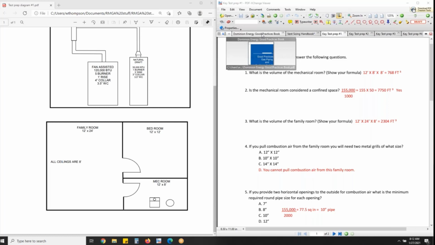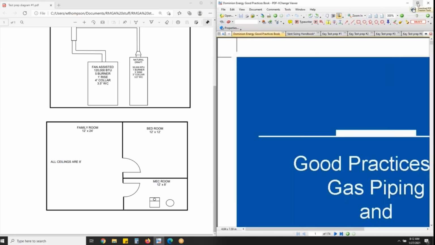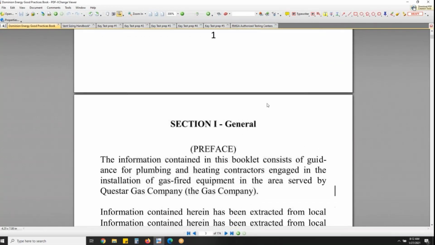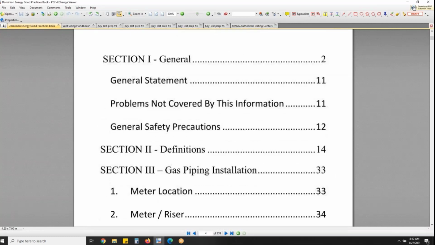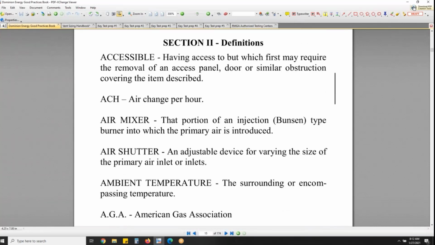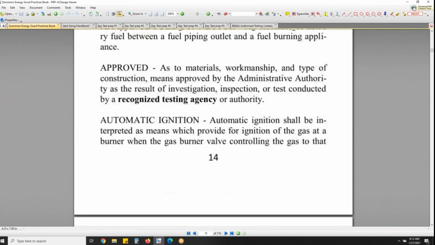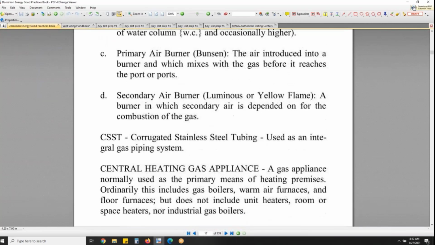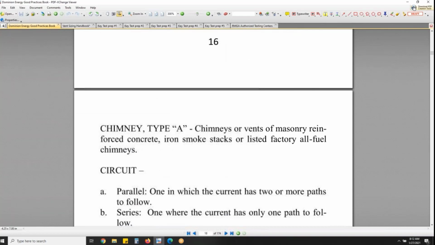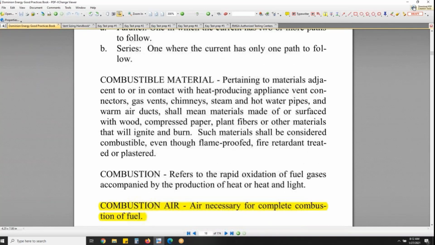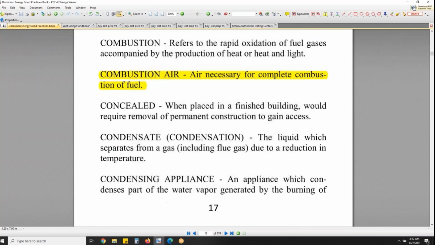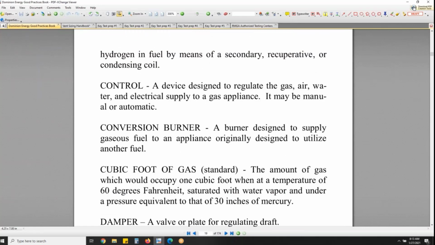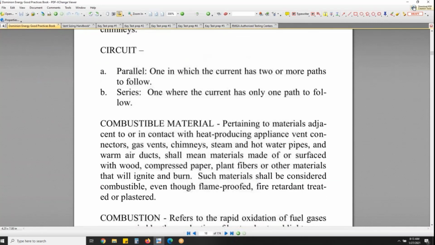Okay, so let's go over to the good practices book and take a look. I'm going to make this full screen so we can see it. Maybe I might start in the definitions. Let's see if they have a definition for confined space in here. I honestly can't remember if they do or don't. I think they used to, but let's see. Concealed, condensate, control, conversion, cubic foot. Okay, so they don't have a definition in there.